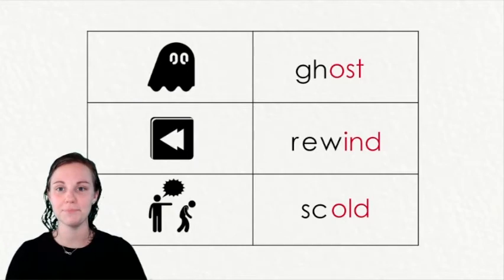Great job. Now's your chance to take those 3 words we just practiced together and turn them into a silly sentence. Try to use those words and be as creative as possible. We're looking for ghost, rewind, and scold. Take your time, start with a capital letter, and remember to end with punctuation. Go ahead and get started.